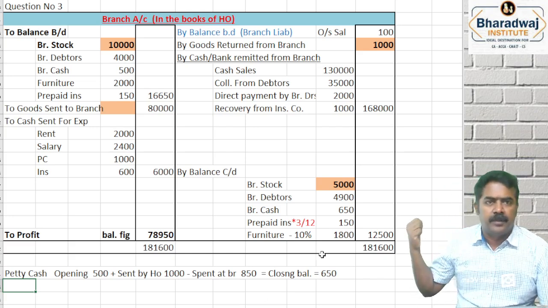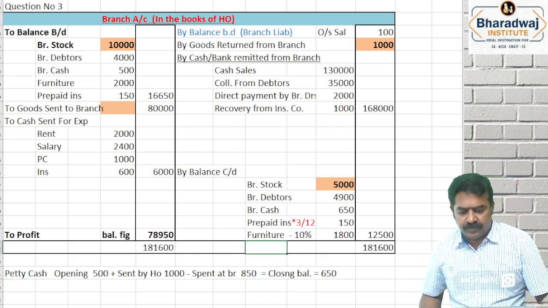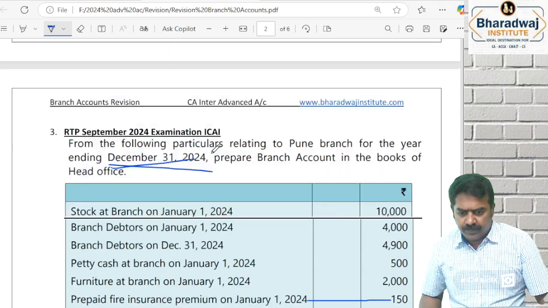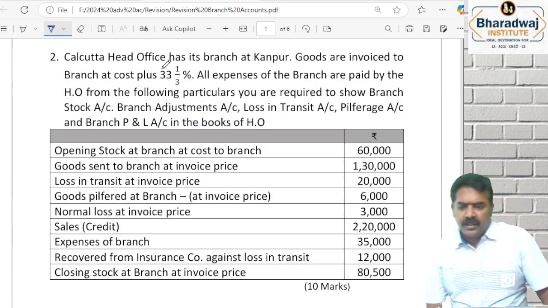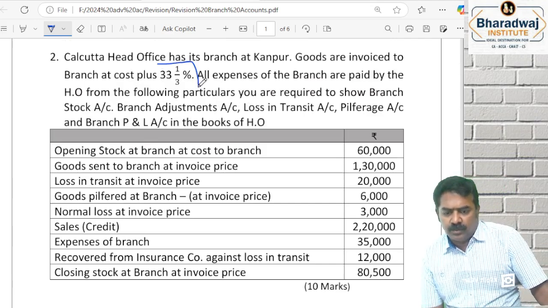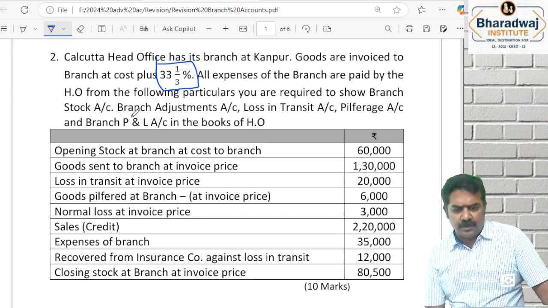Shall we? Live online friends, have you completed this? Yes, sir. Look at this question. Cost plus 1/3, 1/3 on cost, 1/4 on sales. All expenses are paid by head office. Following transactions are given. They ask you to prepare stock adjustment, loss in transit, pilferage and all.